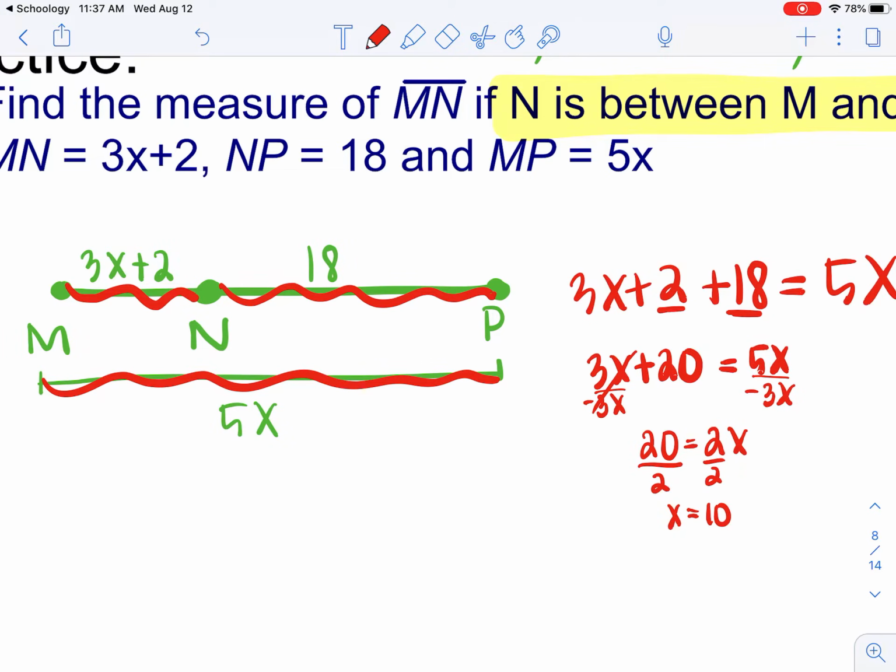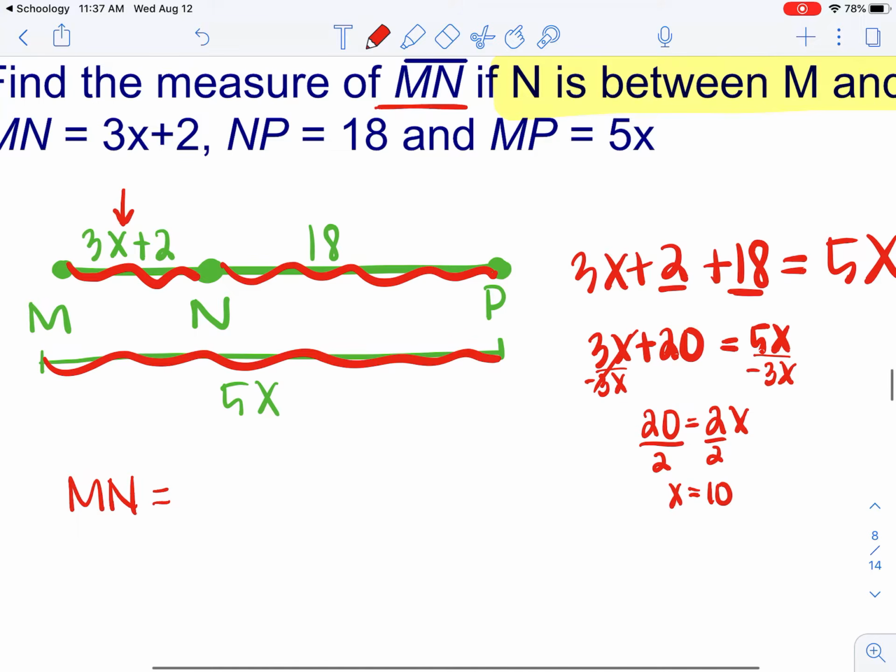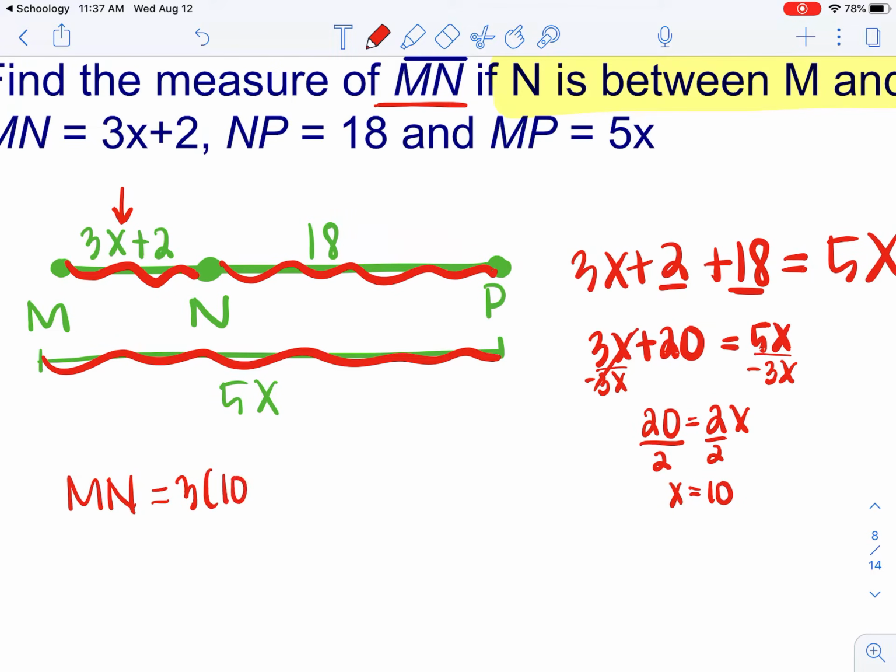All right, now that I know what x is, remember, I'm not going to box my answer and say I'm done. I'm going to go back and see what I need. The measure of MN. So MN is equal to, I got to plug in 10 right there. So I'm going to do 3 times 10 plus 2. MN is equal to 30 plus 2 is 32. And there's my answer. If you got 32, good job.